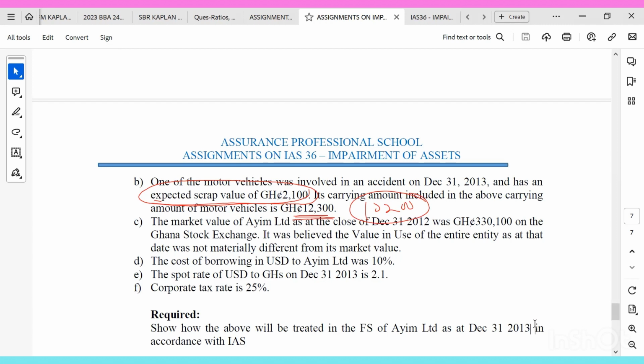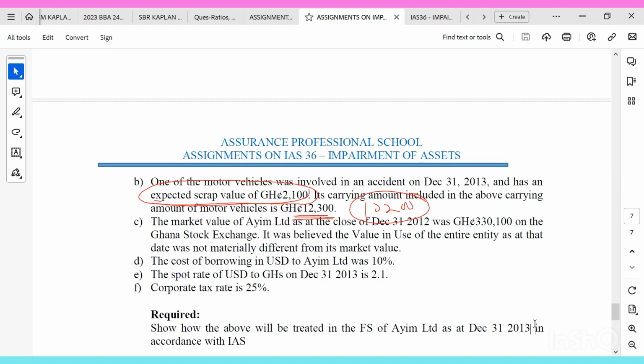Okay, the market value of IEM Limited as at the close of 31 December 2013 was 330,100 on the Ghana Stock Exchange. And it was believed that the value in use of the entity as at that date was not materially different from its market value. So the value in use and the recoverable amount are the same, and the net realizable value are the same. So we use that particular one.